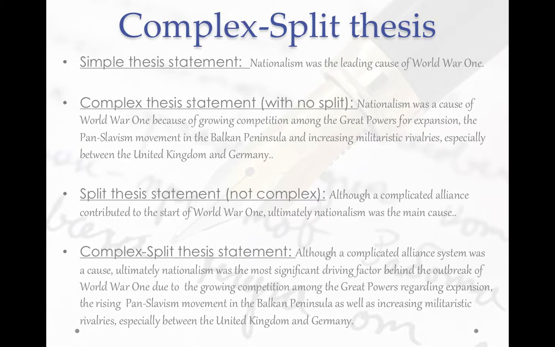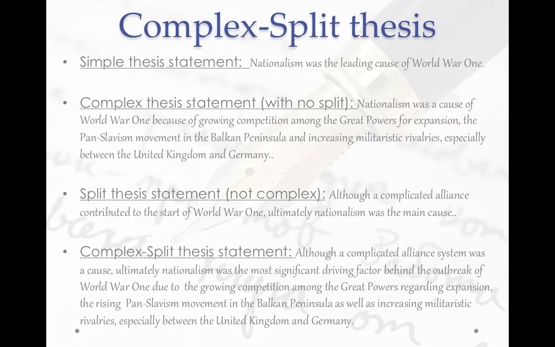So what you need to do is combine the split thesis statement with the complex thesis statement to get your ideal. The example here is: although a complicated alliance system was a cause, ultimately, nationalism was the most significant driving factor behind the outbreak of World War I due to the growing competition among the great powers regarding expansion, the rising Pan-Slavism movement in the Balkan Peninsula, as well as increasing militaristic rivalries, especially between the United Kingdom and Germany. With a statement like that, you leave little to the imagination for the reader. Your teacher knows what you're going to be doing throughout this whole essay. This thesis statement basically spells out your argument for you.